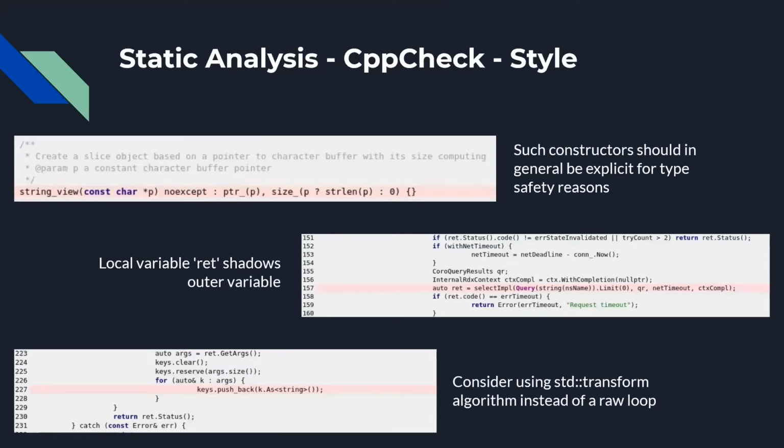These are examples of the issues that CPPcheck found and that we decided could be included here because they're reasonable. The first one would be non-explicit constructors with just one argument, then local variables that shadow the outer variables, and some styling things that could be done in a better way using newer standards, such as, for example, std::transform instead of using a loop.